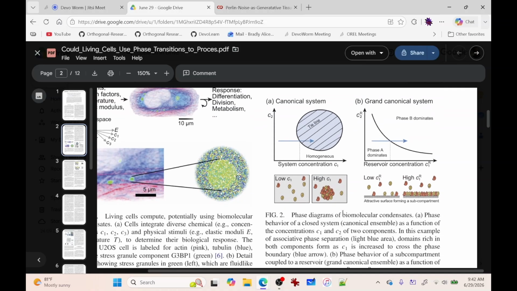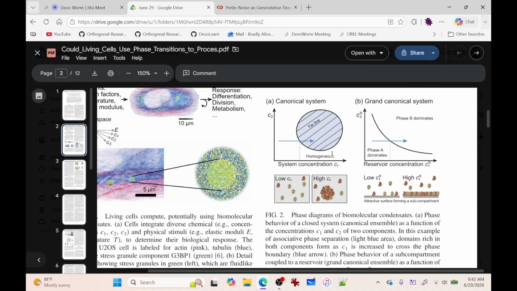And so then this is thinking about biomolecular condensates and the statistical mechanical framework. In our Saturday meeting, Morgan and I were talking about the unreasonable effectiveness of statistical mechanics.